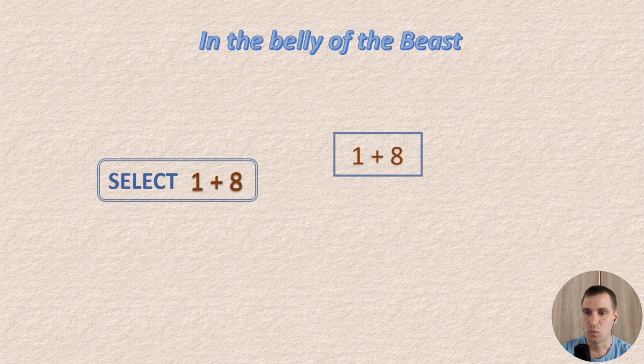Next, the engine will create an empty cell right below the first one. It will then copy the expression 1 plus 8 to the cell, compute the value of the expression, and finally store this computed value into the cell. Right, so it will take the expression 1 plus 8 and compute the value 9 and store it into the cell. That's it. This is the final result that the engine will display to us.